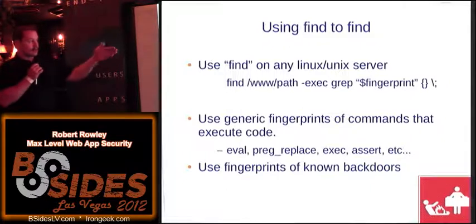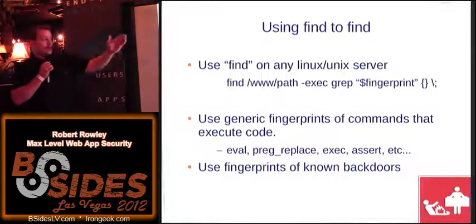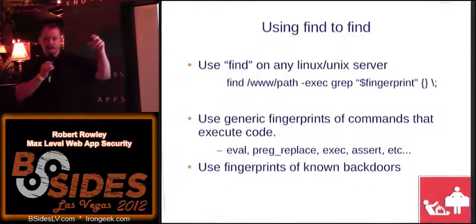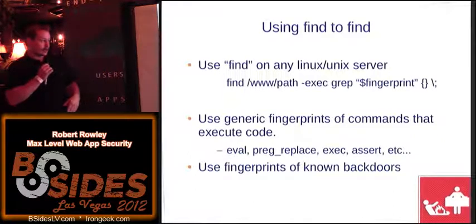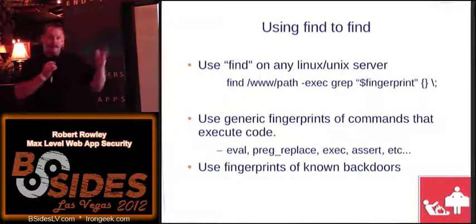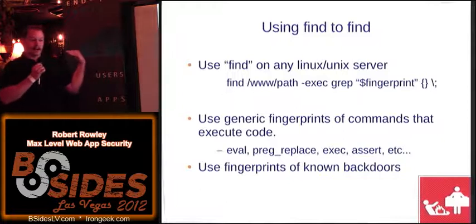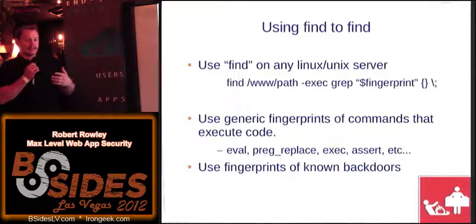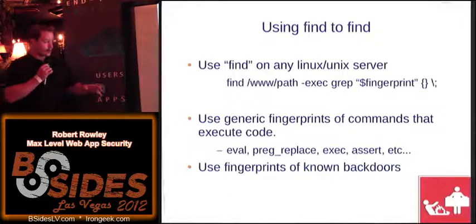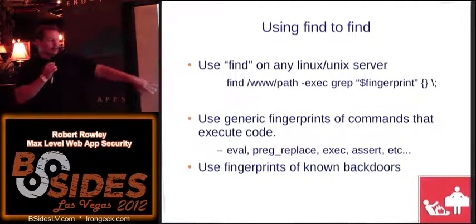In this case, I'm finding everything in this path, and then I'm executing grep for this fingerprint. Fingerprint would be a variable you set earlier. If grep finds that fingerprint, it reports back to find positive, and then find outputs the name of that file. In this case, it seems kind of redundant because you can just run grep against all your files and then parse that out yourself. But I'll get into how this is really powerful very shortly. You can use generic fingerprints.